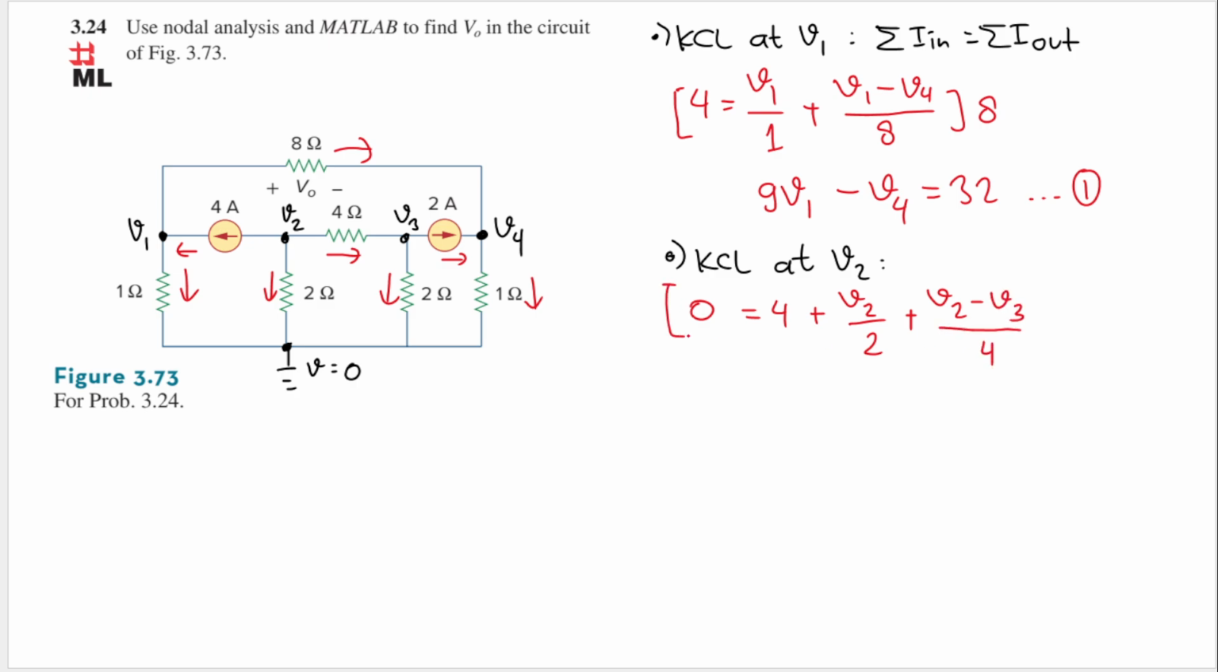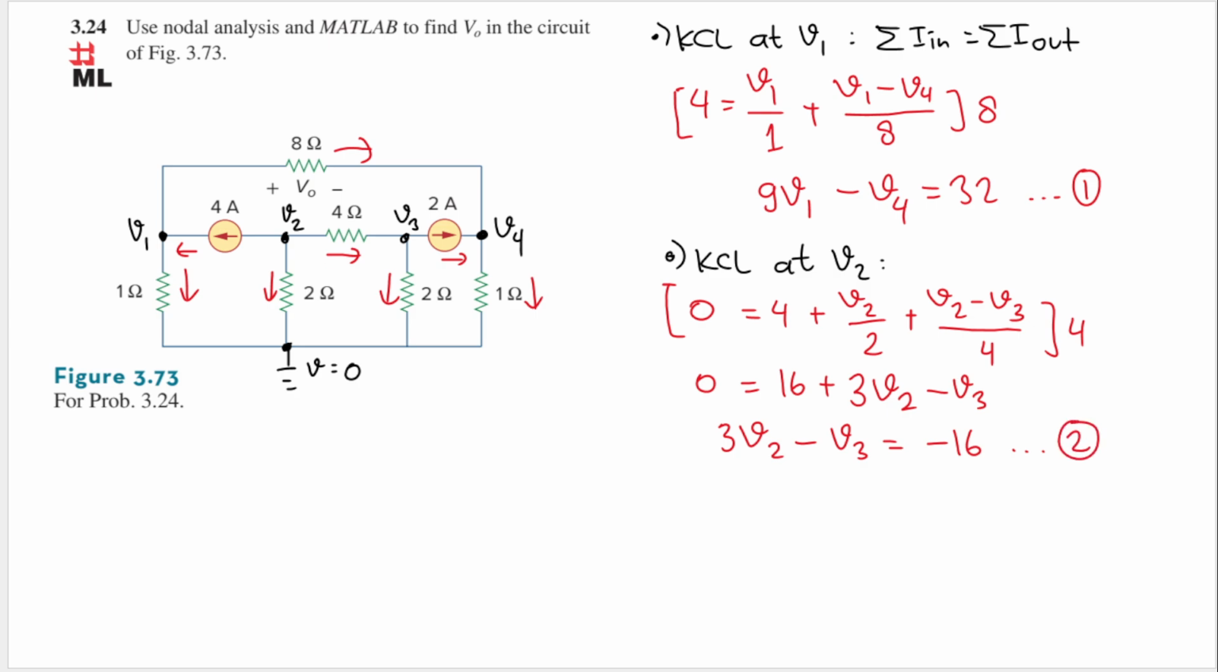Let's multiply both sides here by 4. So I will have 0 on the left, and here we will have 16 plus 2V2 plus V2, because the 4 and 4 will cancel each other. So I will have 3V2 minus V3. So the second equation is 3V2 minus V3 equals minus 16. This is equation number 2.